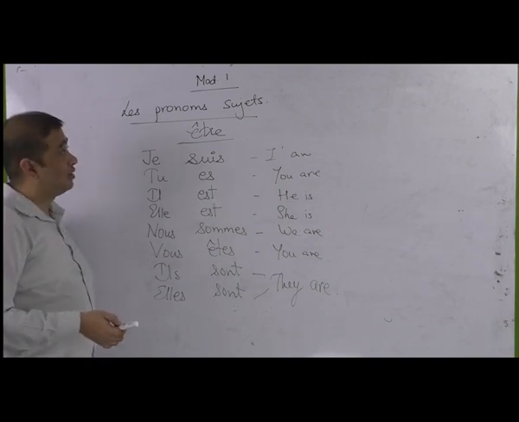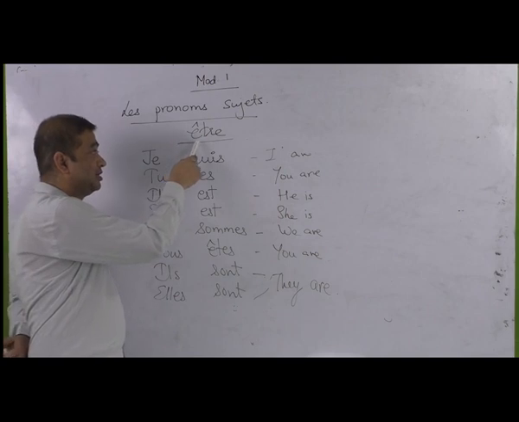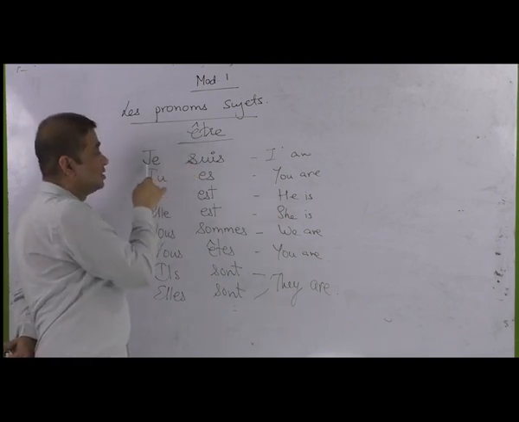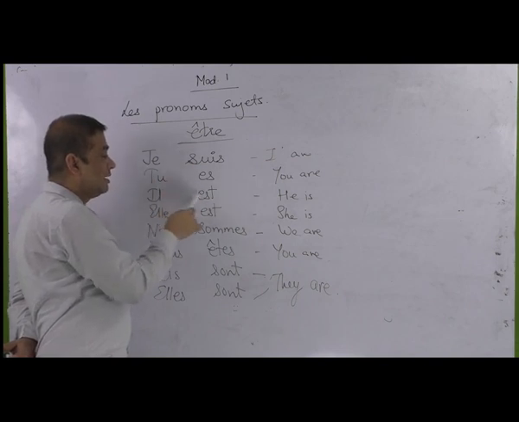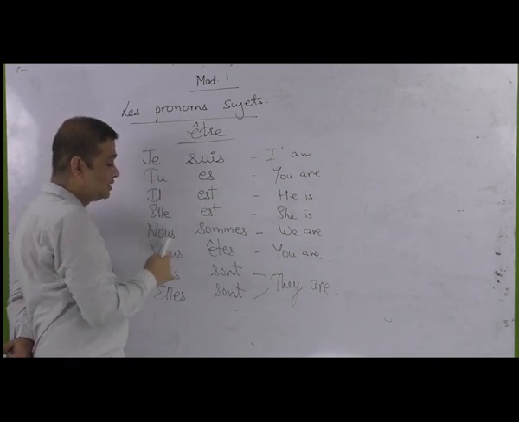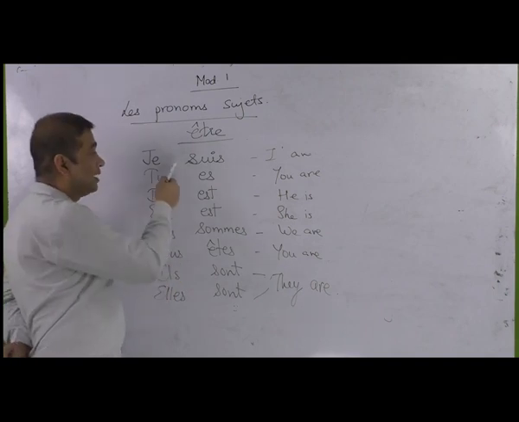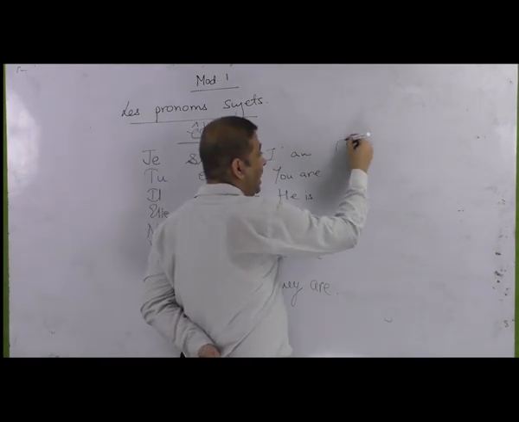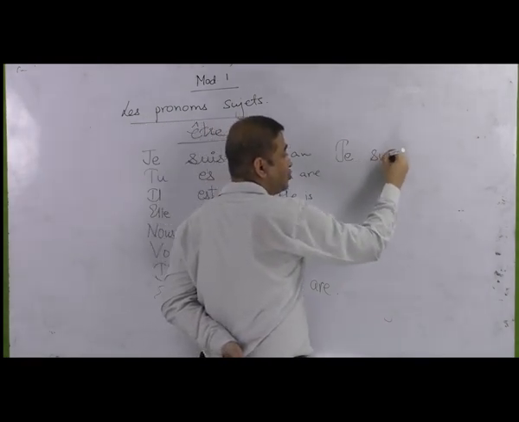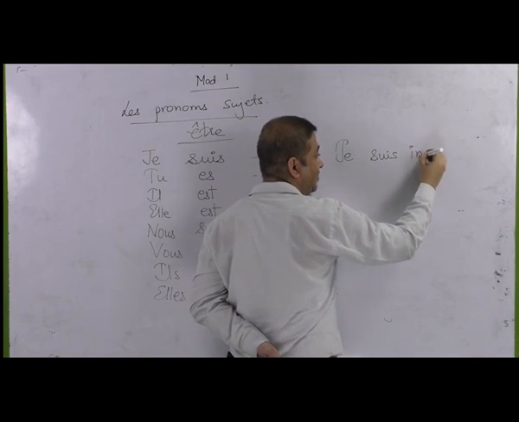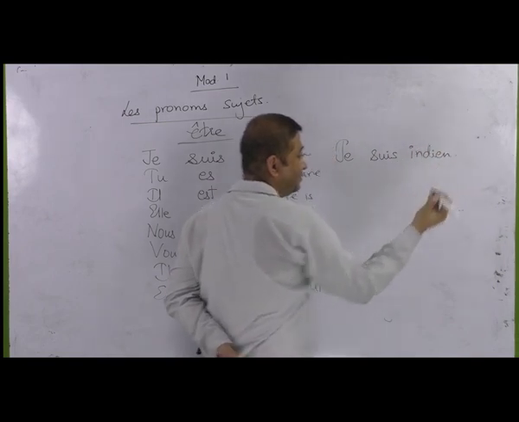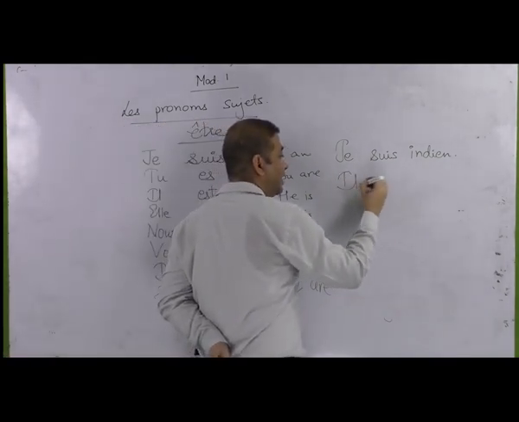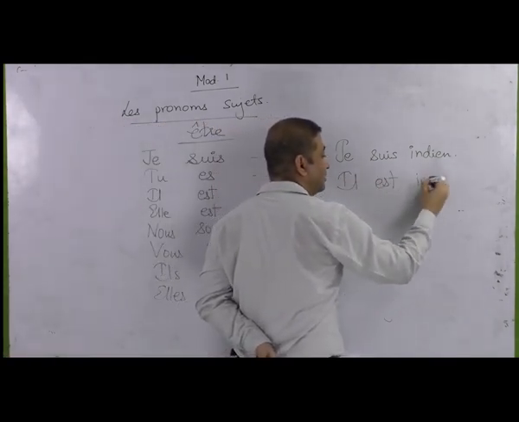So in your module 1, you will see one of the conjugations they are asking is to work on the verb être. So it is je suis, tu es, il est, elle est, on est, nous sommes, vous êtes, ils sont, elles sont. Now if here I want to say, for example, I'm an Indian, I'll say je suis indien. I can simply make a sentence, je suis indien. If I want to say he's an Indian, I'll say il est indien.